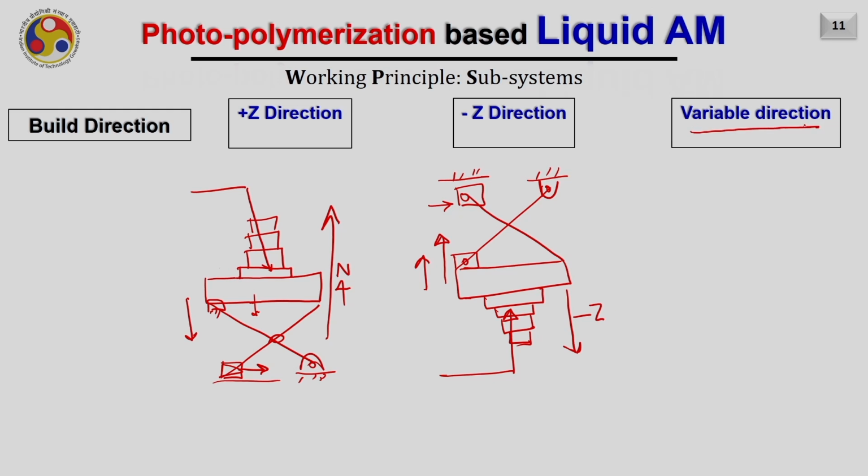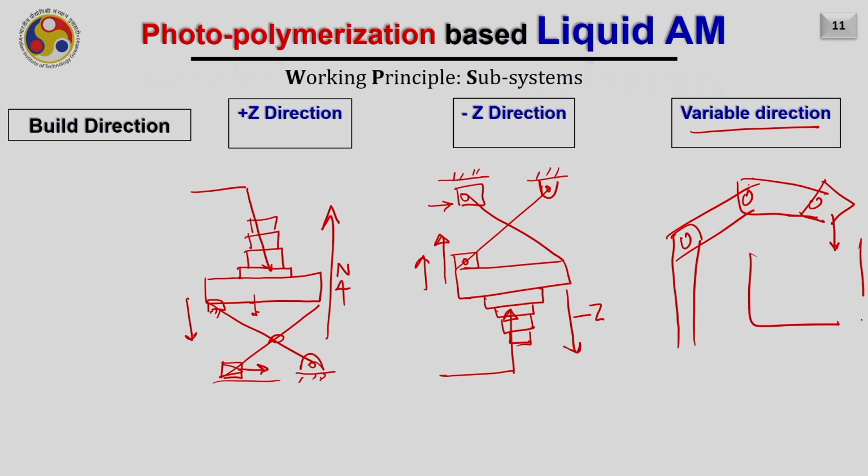It could be the variable direction as well. In the case of variable direction, I can attach my optics on a robotic arm, for example. For example, this is your laser light and there is a liquid tank here. Now I can move my robotic arm, I can put it inside the liquid tank and keep on changing its direction. As a result, the part we are building may also keep on changing its build direction. This is called as variable direction.